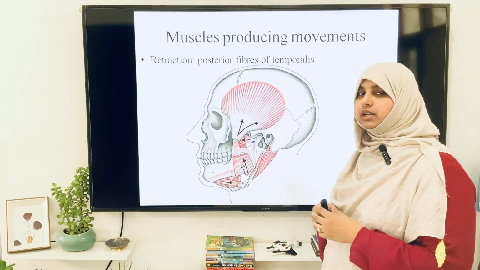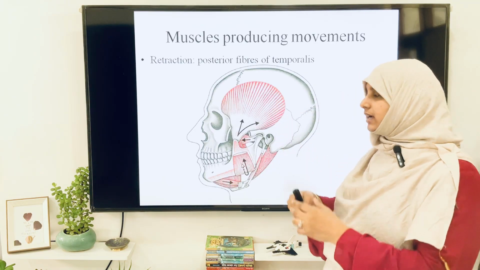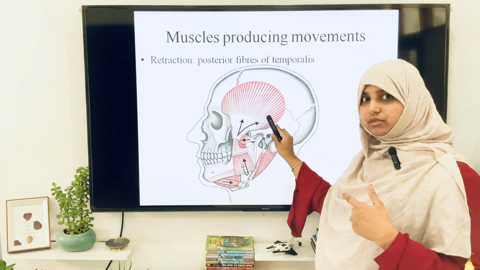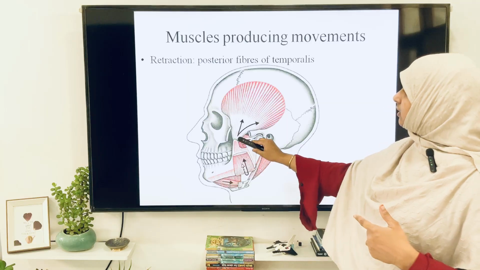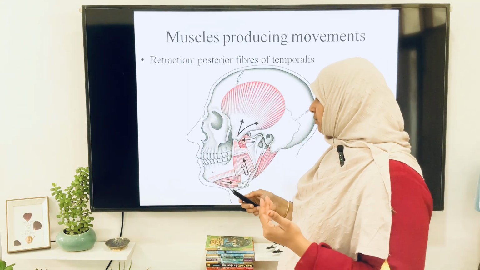Next we have the retraction. For retraction, we need some more horizontal fibers coming from behind and inserting anteriorly, right? So that will be the middle and posterior oblique fibers of the temporalis muscle. They will be helping in the retraction of our temporomandibular joint.